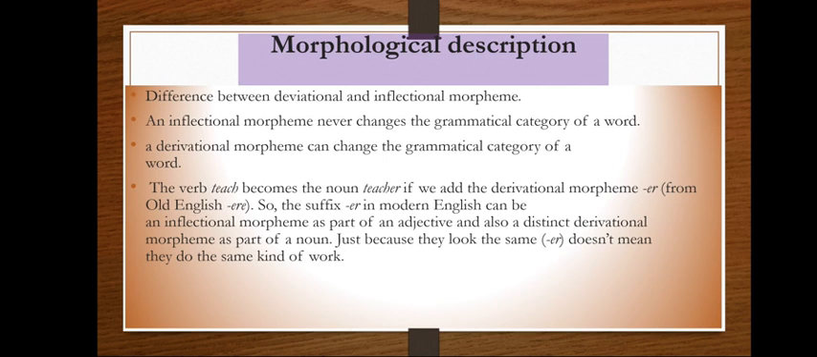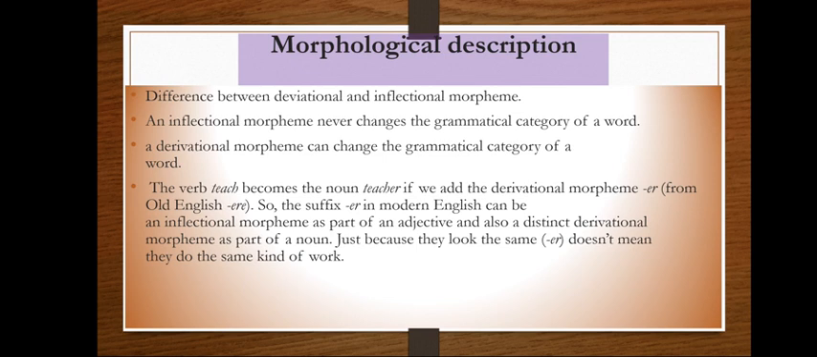Difference between derivational and inflectional morpheme. Here we differentiate how derivational morphemes are different from inflectional morphemes. An inflectional morpheme never changes the grammatical category of a word, as earlier discussed. So inflectional morphemes do not change the grammatical category of a word or make a new word; there is only some grammatical function, to make a plural, or a comparative adjective, or the possessive form, or to take a word from singular to plural.